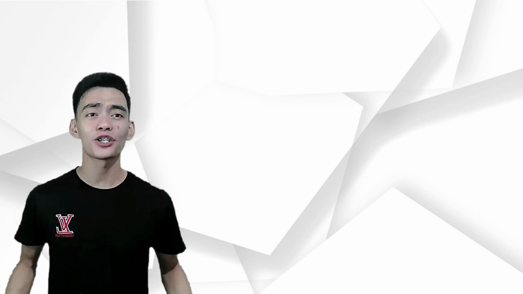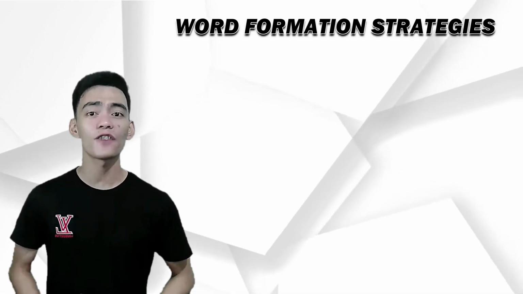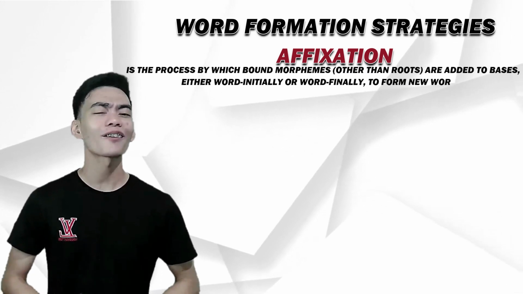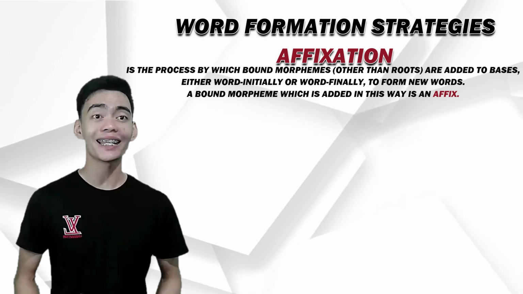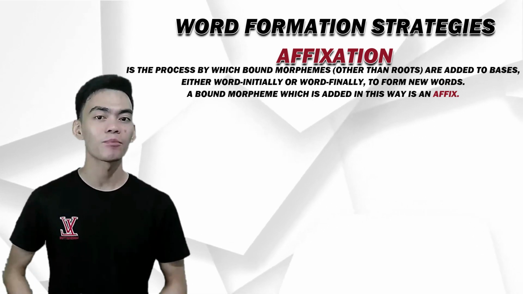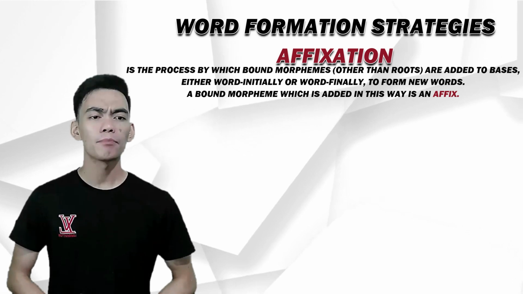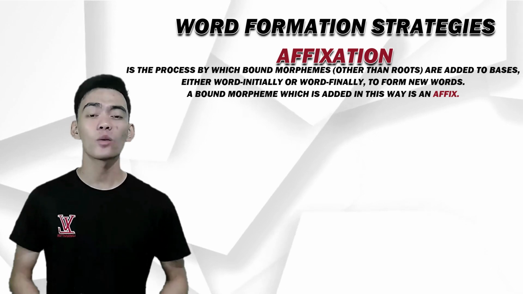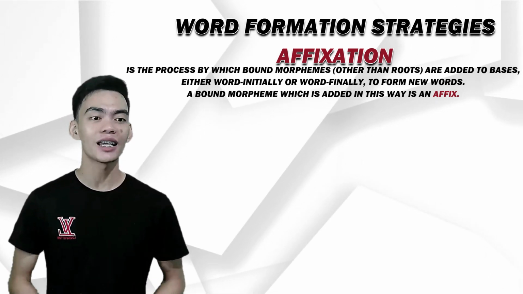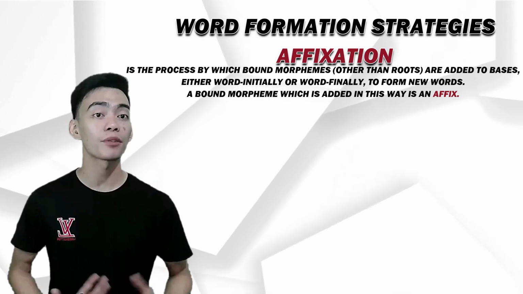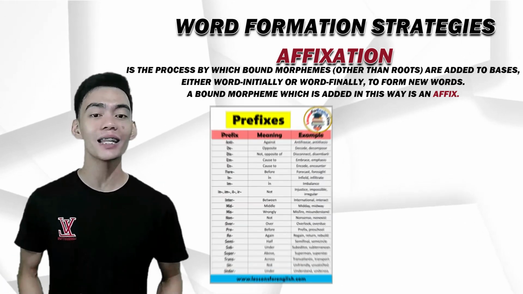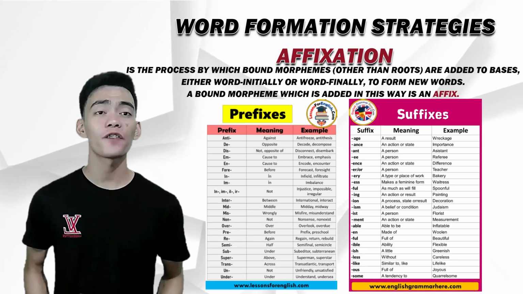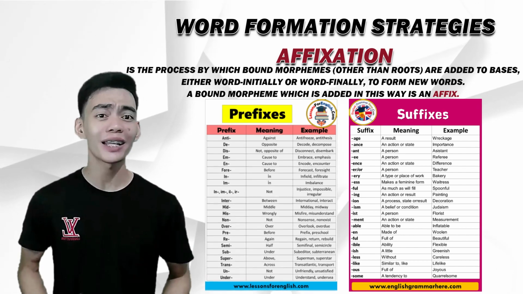We have different word formation strategies, and number one, we have affixation. It is a process by which bound morphemes other than roots are added to bases, either word initially or word finally, to form new words. A bound morpheme which is added in this way is an affix. An affix which occurs word initially is more specifically termed a prefix, while one which is added word finally is a suffix.